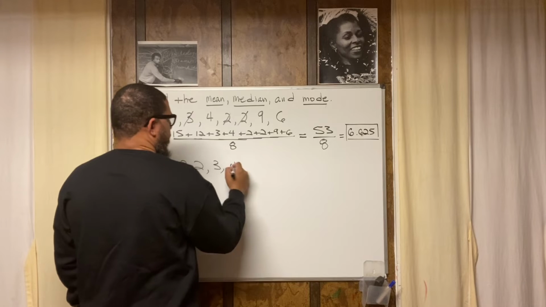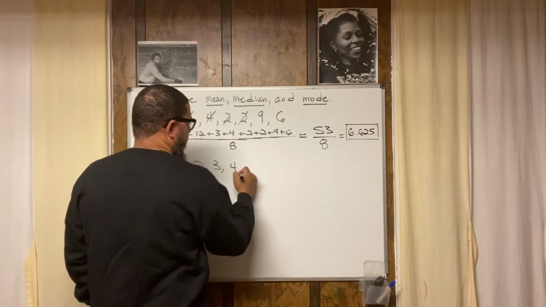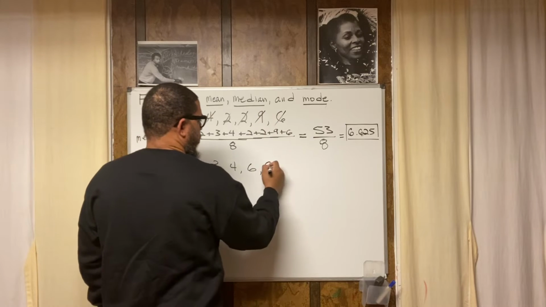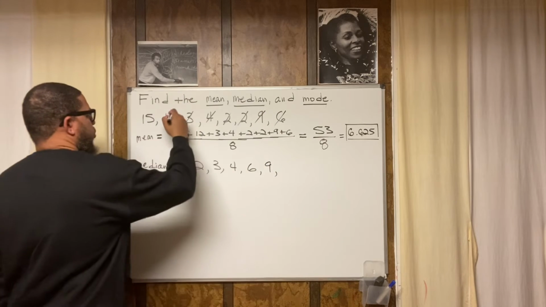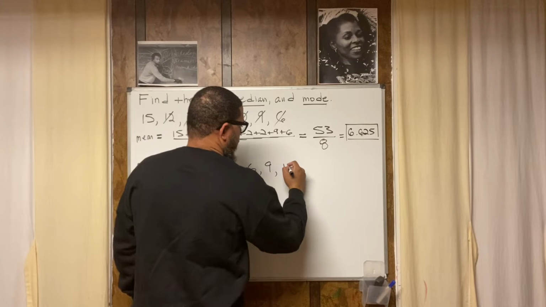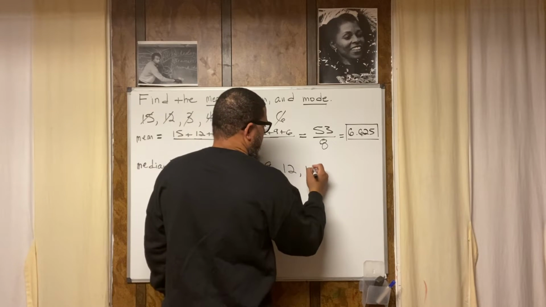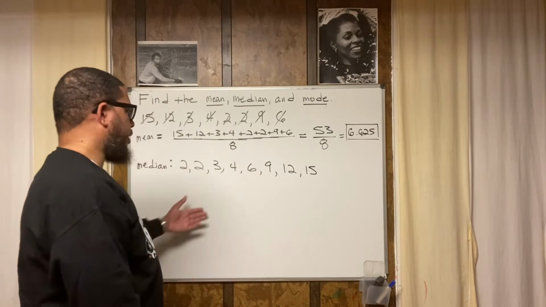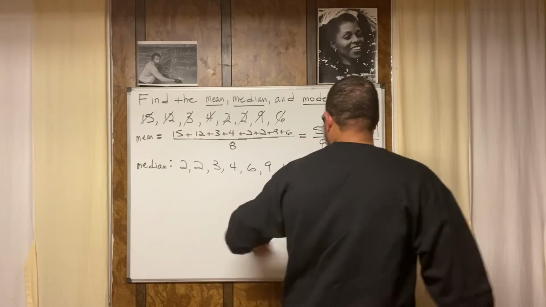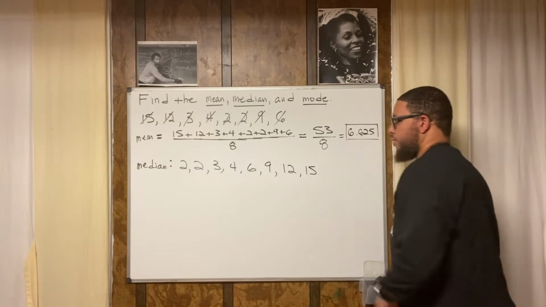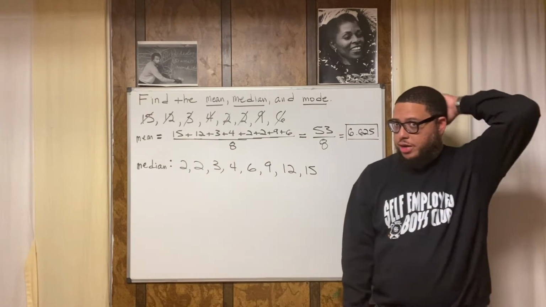Then I got a 4, cross that off. Then I got a 6, cross that off. And then I got a 9, cross that off. And then I got a 12, cross that off. And then I got a 15, cross that off. So what I've done is I've listed all my numbers in order from least to greatest. Least to greatest, all right? So that's the first step to find the median.